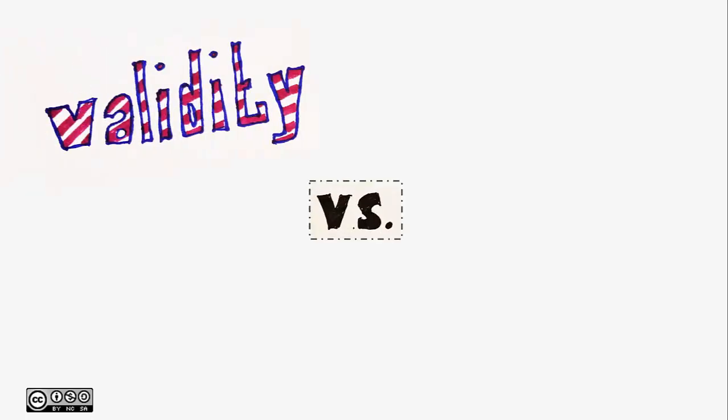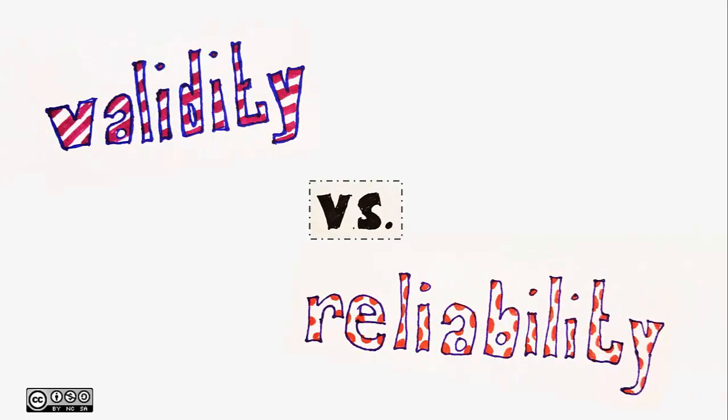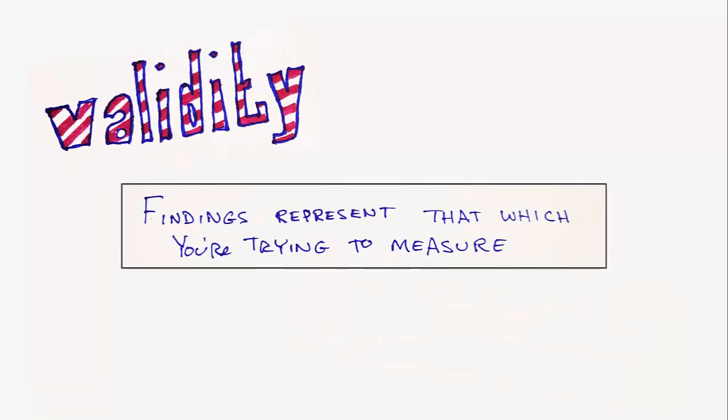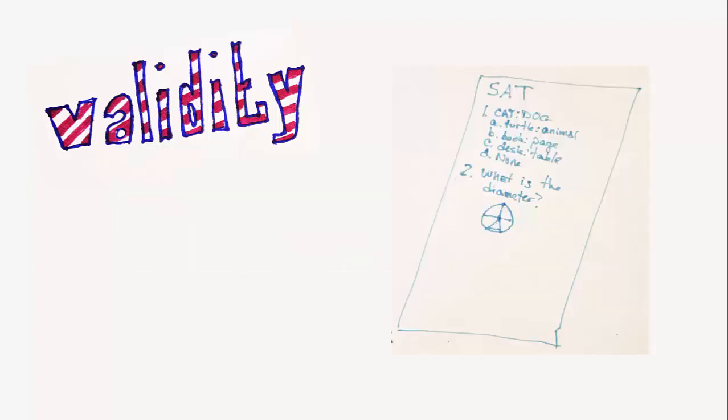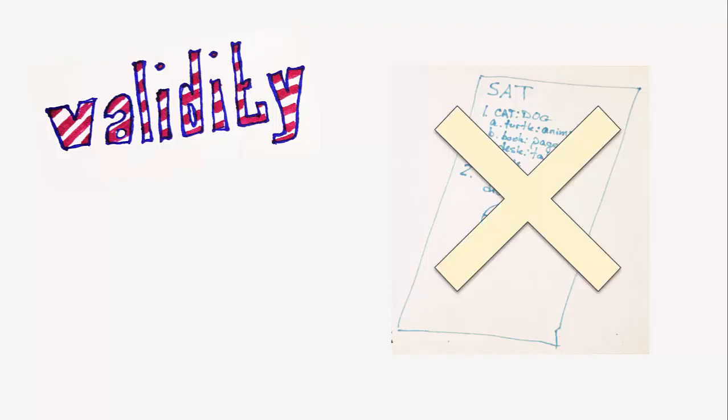The purpose of this video is to explain the difference between validity and reliability. If your research has validity, it means that your findings represent that which you're trying to measure. For example, there are some who claim that the SAT is a predictor of college success. Others, however, claim that this test is not a valid predictor of college, so therefore lacks validity.